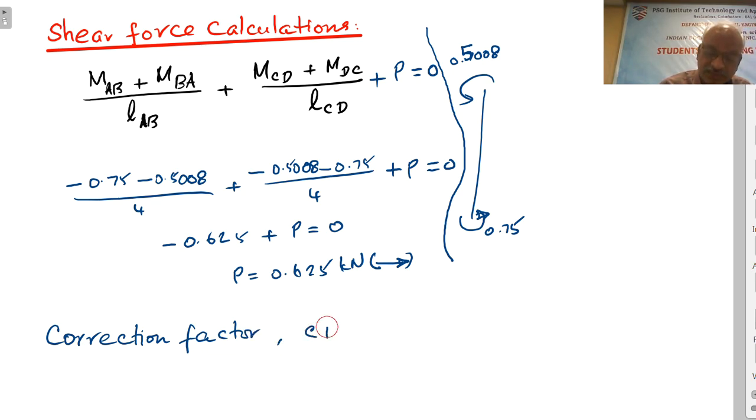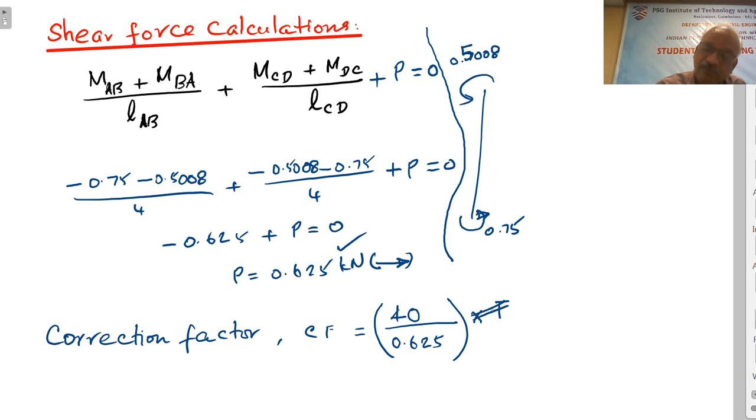Correction factor CF equal to, if 0.625 is the sway force, we will get the moments in the previous tabulation. If 40 kilonewton is the force, what are the values? So all the values are to be multiplied by this factor. This is a correction factor.